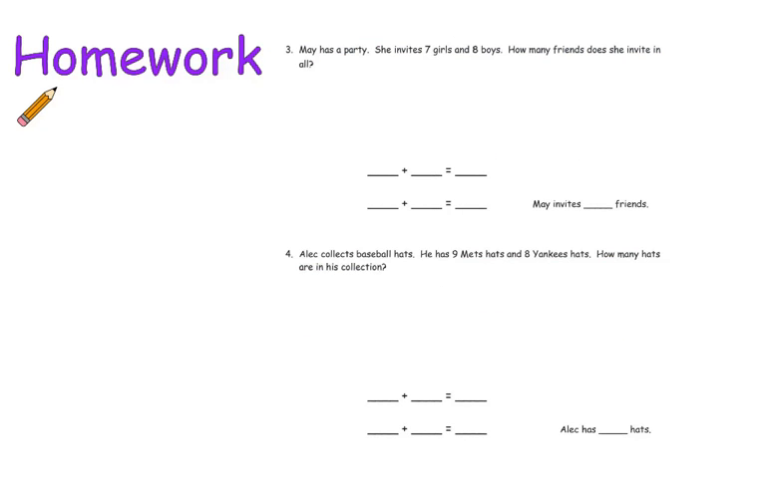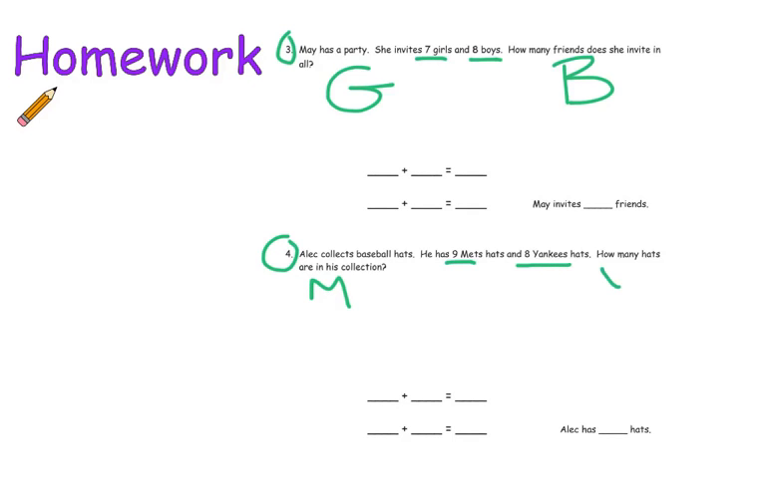And then on the back is numbers 3 and 4. Number 3 says, May has a party. She invites 7 girls and 8 boys. So you'll have girls and boys. How many friends does she invite in all? Again, you can pause and solve. And Alec collects baseball hats. He has 9 Mets and 8 Yankees hats. How many hats are in his collection? So he has the Mets and the Yankees.